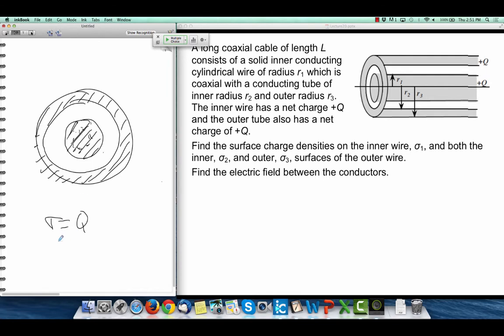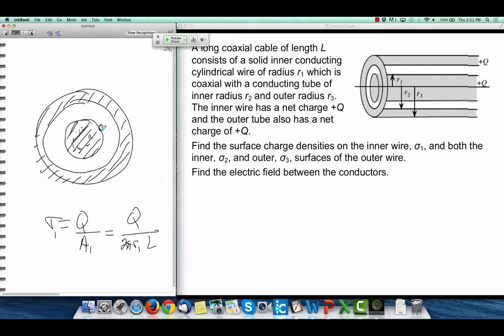So sigma 1 is Q divided by the surface area of 1. What's the surface area? Well, 2 pi R1 is the circumference, and the length is L. So that's the surface area at R1, of the inner one. So this whole thing has Q on it.